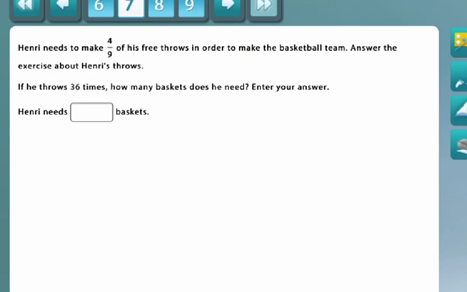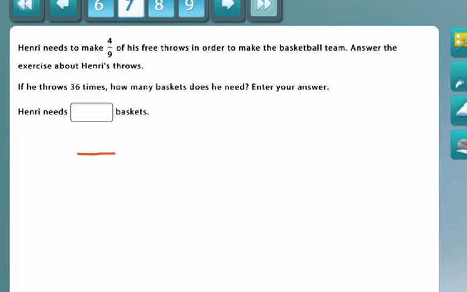Let's go ahead and unpack problem number 7. Henry needs to make 4/9 of his free throws in order to make the basketball team. Answer the exercise about Henry's throws. If he throws 36 times, how many baskets does he need? Enter. So it's very important here to use a model to help you understand and unpack the problem. I suggest you use a comparison bar model or a fraction bar model.